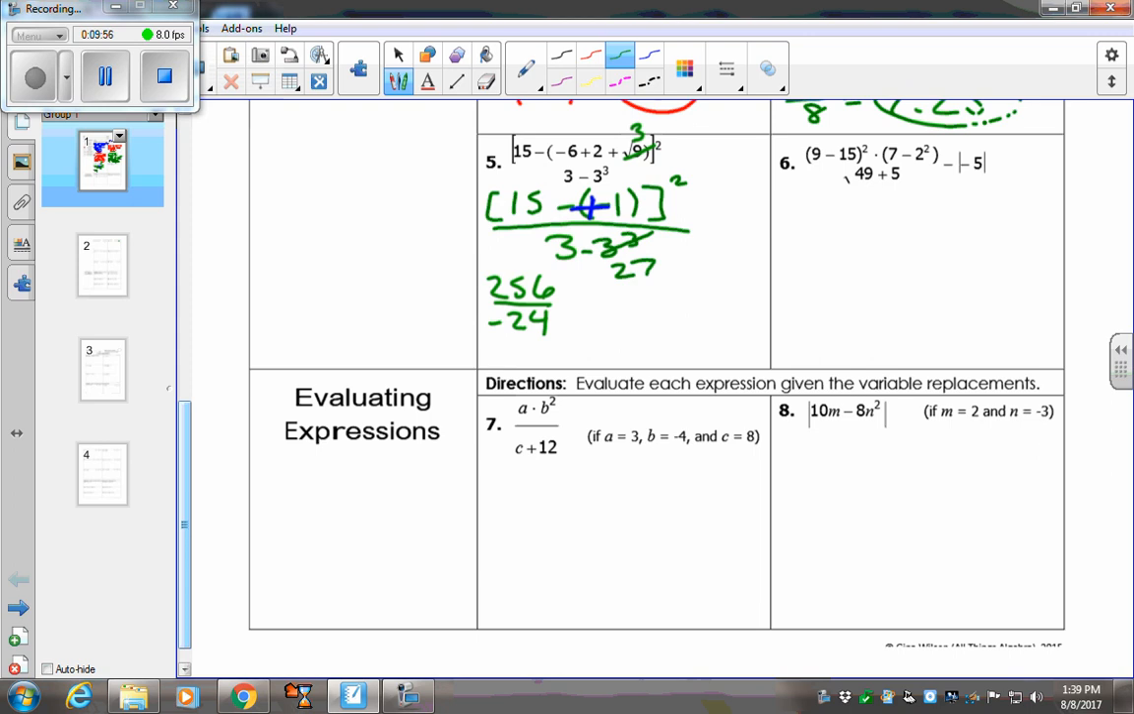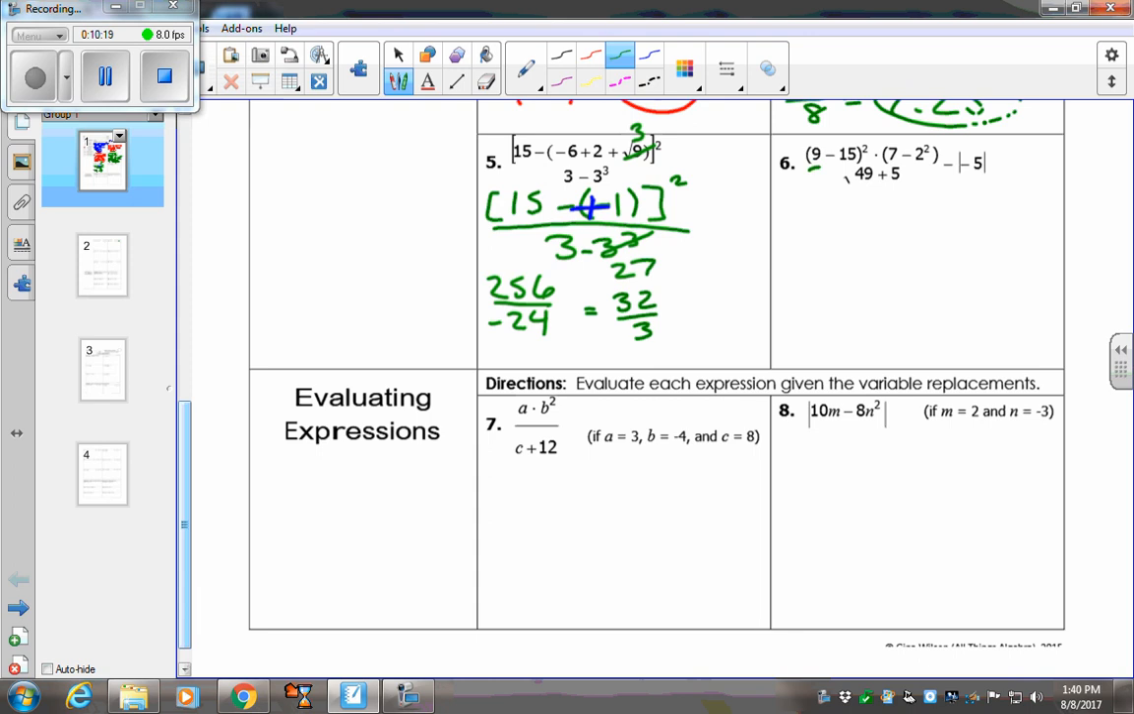How about 32 over 3? Is that what you said? It reduces to 32 over 3. 256. 1 or 15 plus 1 gives me 16. 16 squared is 256. All right.